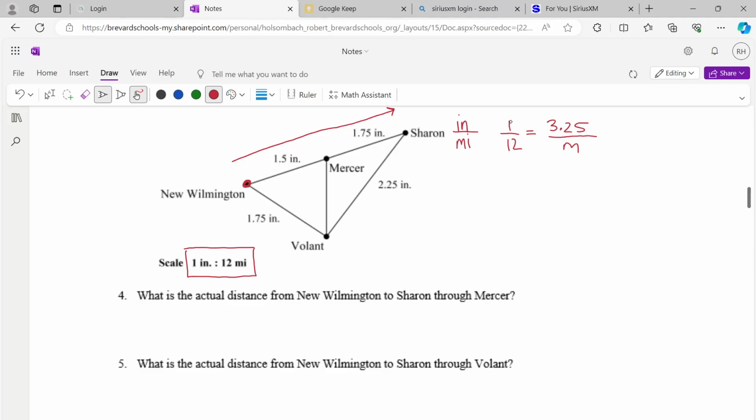So we set our scale as a fraction. We set it equal to the number of inches in the drawing over a variable. And the variable is what we're going to solve for. So 1 times m is m, and 12 times 3.25 is 39. All right, so the actual distance, 39 miles.